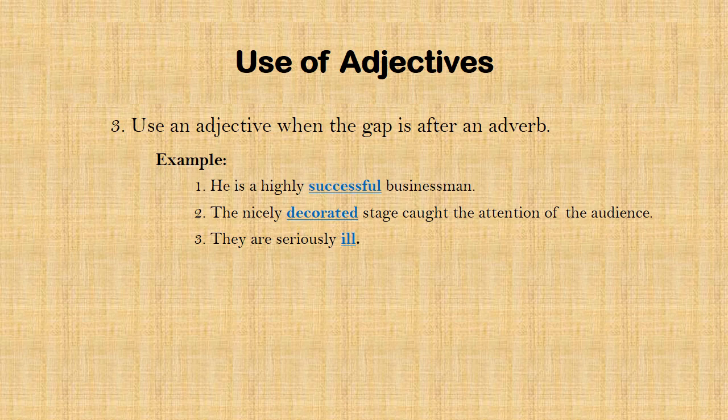In the same way, the other examples can be explained. The words nicely and seriously are adverbs. After the words nicely and seriously, we will have to use adjectives. We have used decorated and ill in the gaps, and they are adjectives. However, if there is a gap between an adverb and a noun, or after an adverb, you can try adjectives there.